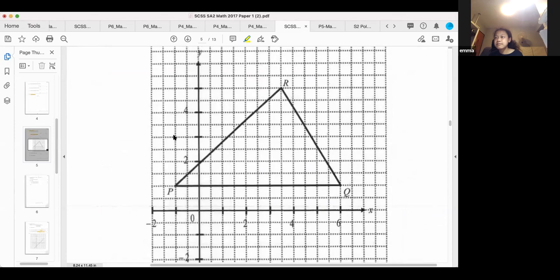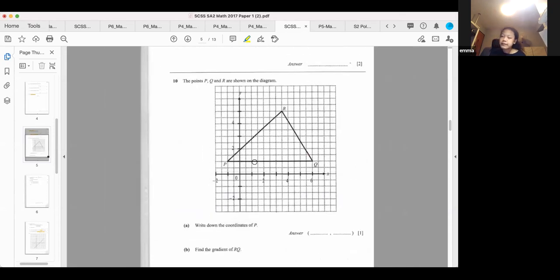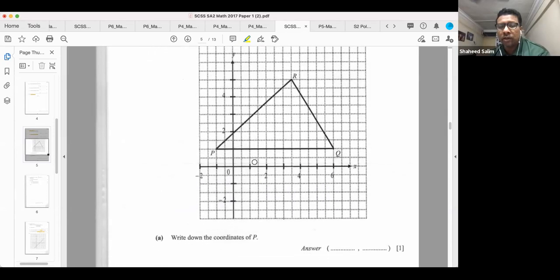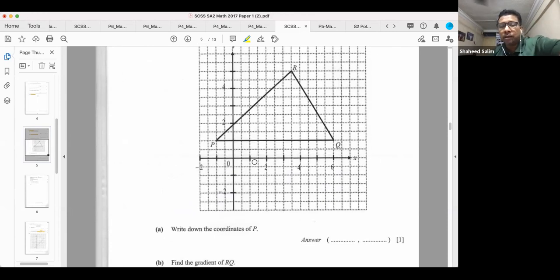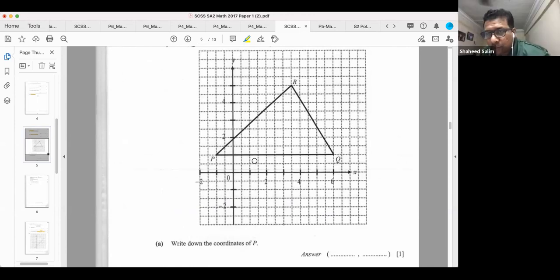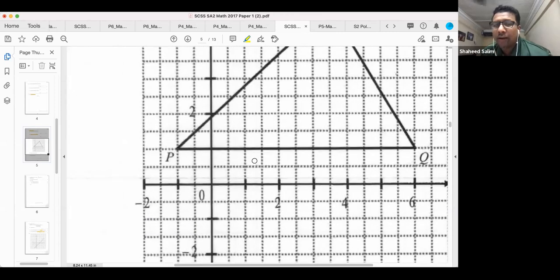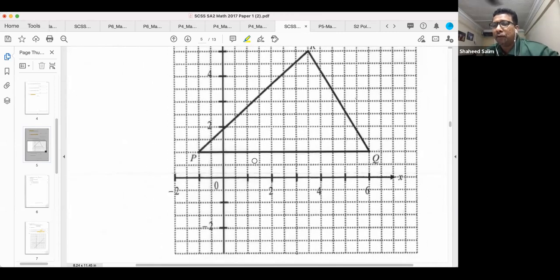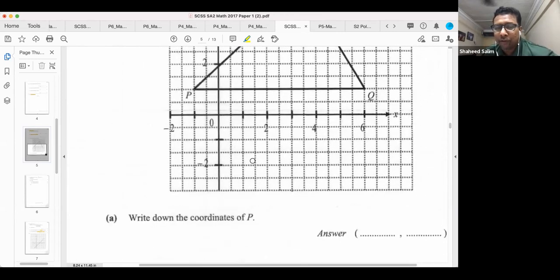Maybe now for this one, can you tell me what are the coordinates of P? Have you done this one? Yes. Okay, what's the answer? Minus 1 and 1. Correct. Confident. Minus 1 and 1.